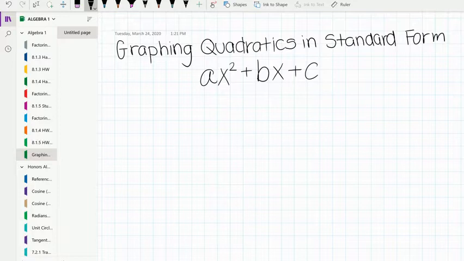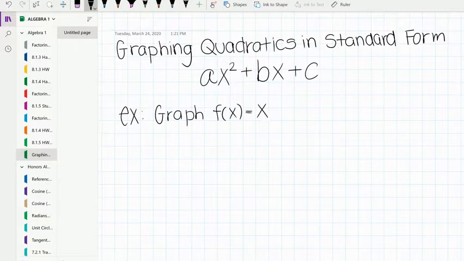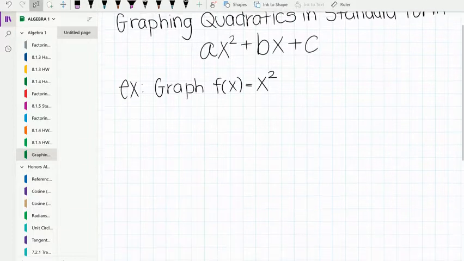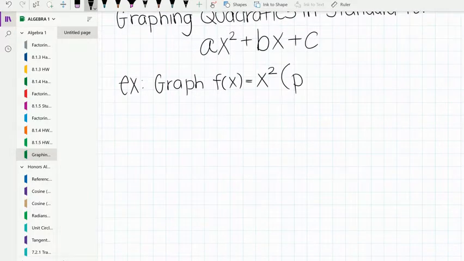Before we start going into more complicated quadratics, we are going to look at just the parent function. You should remember the parent function is the most basic function. For example, for a line, the parent function would just be x. And for a parabola, or we can say quadratic, the parent function is x squared. So I'm going to go ahead and also label parent function.